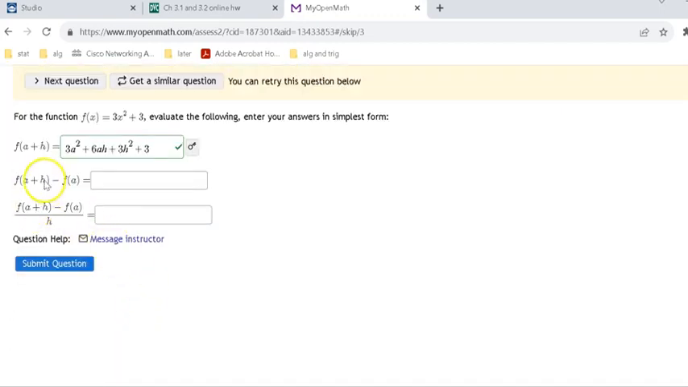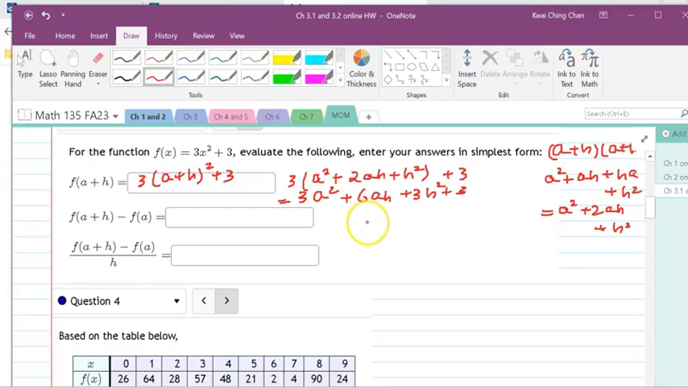The other one is f of a plus h minus f of a. So I have f of a plus h right here already. My f of a is 3a squared plus 3. So it would be 3a squared plus 6ah, you have to keep track, plus 3h squared plus 3, minus, open parenthesis, 3a squared plus 3, right? And then all over h.